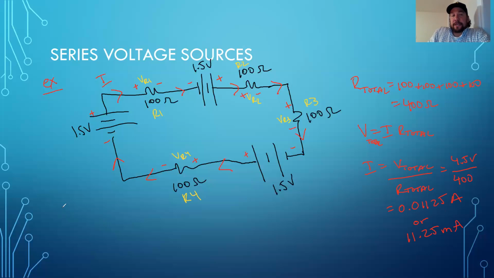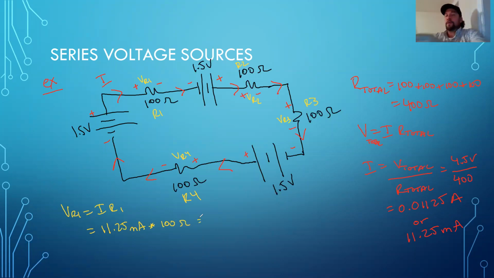And then if we decide to calculate VR1, I'm just going to put it in yellow so that it matches the circuit colors. So VR1 is just equal to I times R1. And because all the resistors are the same, all of them are going to be 11.25 milliamps times 100 ohms, which gives me 1.125 volts. And that's also VR2, that's also VR3, and that's also VR4.